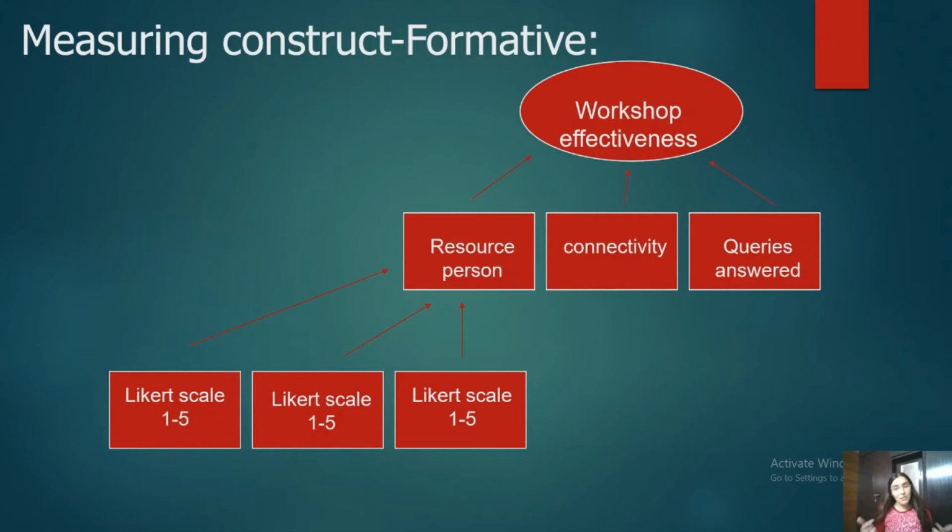How am I measuring them? It could further go on to measuring, for example, resource person. How do I see? I could further have statements for resource person and I could mark them on a Likert scale 1 to 5. That is what we commonly call a second order construct. So first order is workshop effectiveness and 3 items, and if you further divide resource person into further variables or items, then it becomes a second order construct.